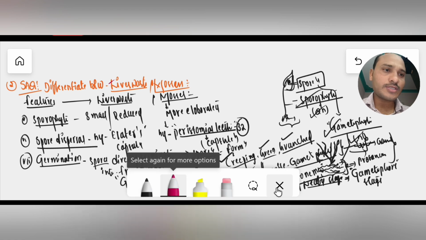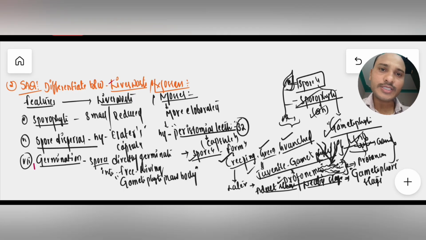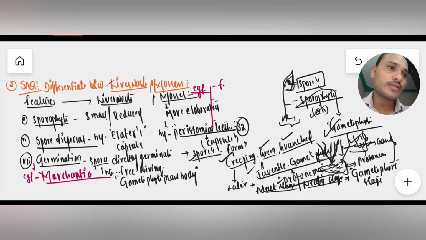Liverworts and mosses examples are very important. Remember the example for liverworts, that is Marchantia. Here I am writing the example for Marchantia. And for mosses, the example you need to remember is Funaria. The most advanced bryophyte is Funaria. This Funaria is also known as cord moss. Remember that other name too, cord moss.